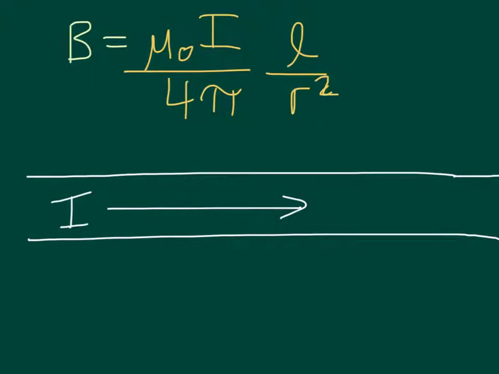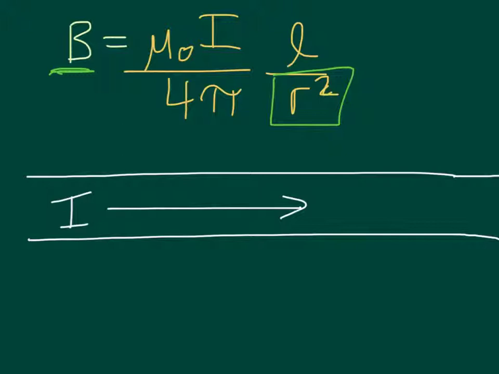Magnetic fields can also be generated by charge that is translating, such as a current. Let's look at a current-carrying wire. By the Biot-Savart law, we know that the magnetic field strength, its magnitude, is equal to mu naught I over 4 pi times L over R squared. Thus, the magnetic field decreases by a factor of R squared as you move away from the wire.